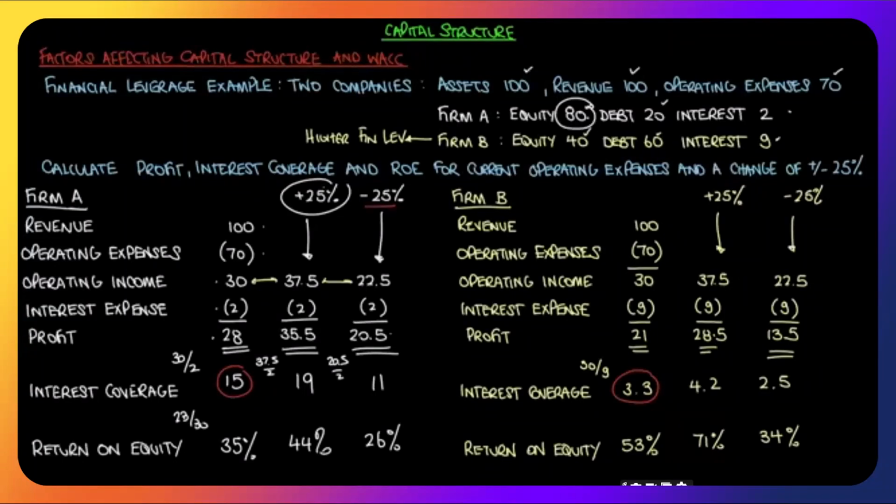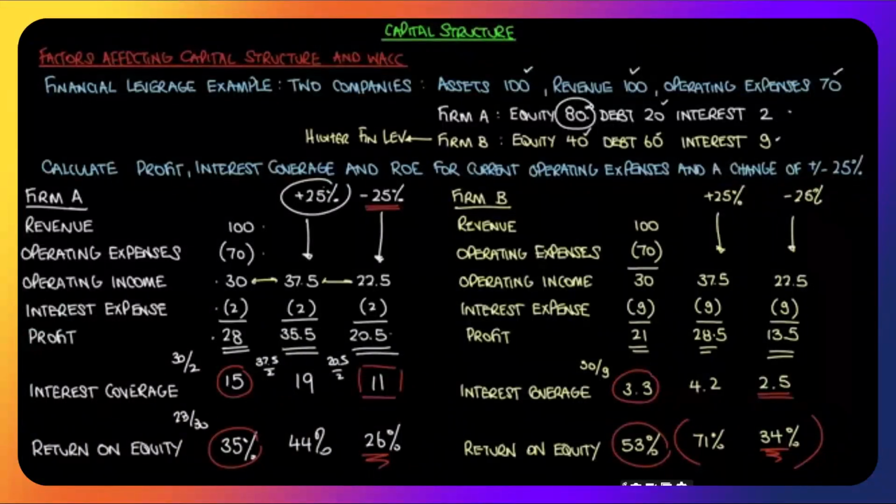Even when operating profit drops 25%, interest is still covered 11 times by firm A. It's down to 2.5 for firm B. In terms of the range, okay, the 34 there versus the 26 is still higher, but you still get a bigger range. The ROE generally is higher because firm B is using leverage.